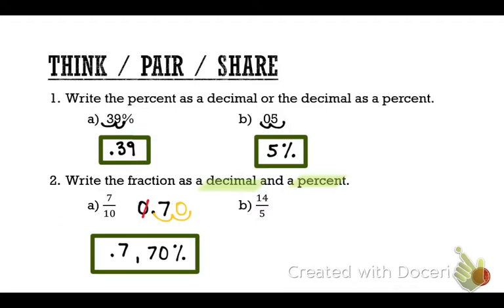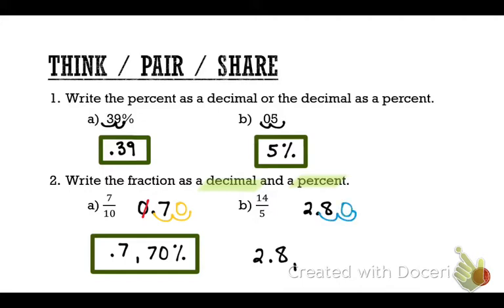Guys, what would that be as a decimal? 2.8. 2.8, okay, because we just put in 14 divided by 5. So 2.8 is my decimal. Now let's change that to a percentage. What do I do with the decimal point? Move it 2 places to the right.